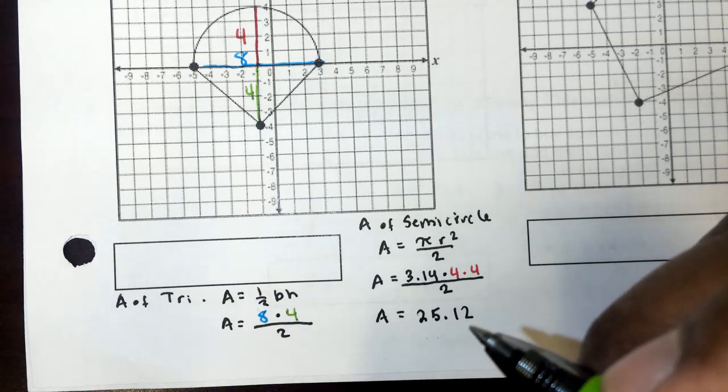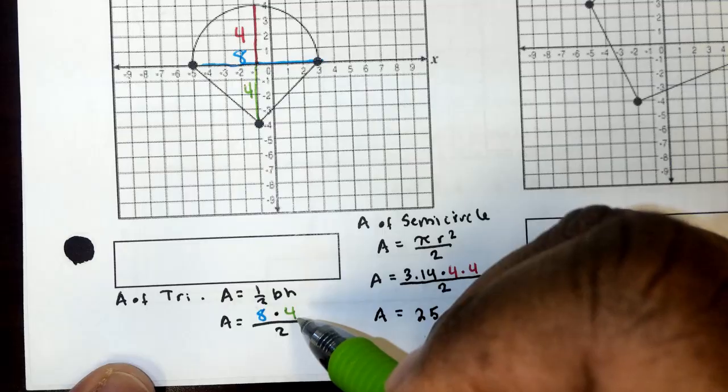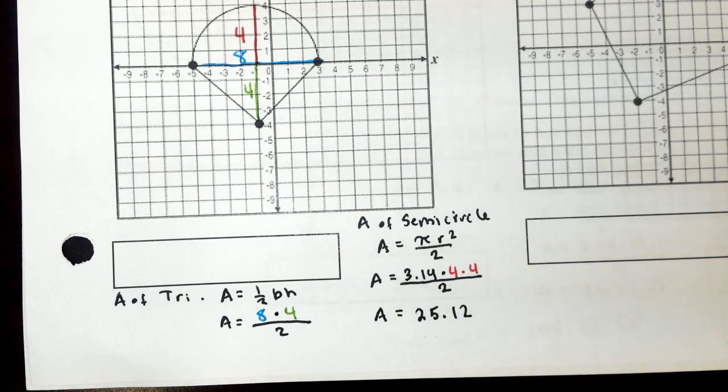You will divide by 2, man. It's half. It's all good, bro. 8 times 4 divided by 2. 16.